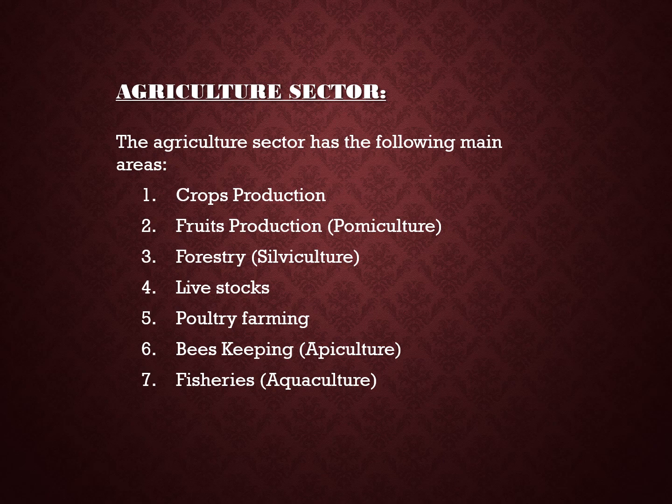Number 1 is crop production. Number 2 is fruit production, that is pomiculture. Number 3 is forestry, which is silviculture. Number 4 is livestock production. Number 5 is poultry farming. And number 6 is beekeeping, that is apiculture. And number 7 we have fisheries.